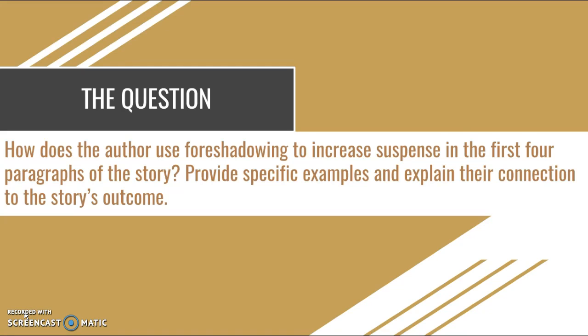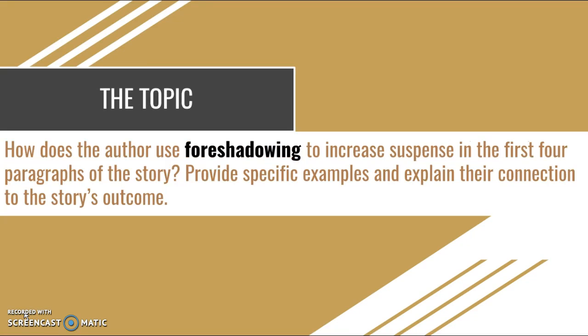So before we go on, I really just want to take a look at this question. It's important that we always look at the question, make sure we understand the question and what it's asking us to do. The topic of this question is foreshadowing. So you know that your topic sentence has to have something about foreshadowing. Even if you're just explaining what foreshadowing is, it gives us, the reader, an understanding of where you're going with the rest of your paragraph.